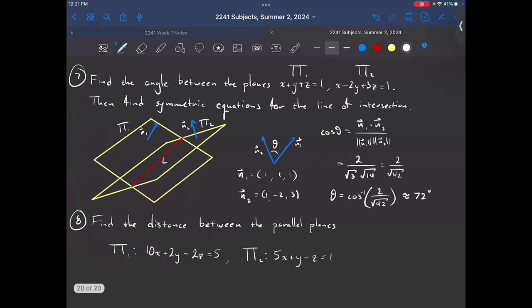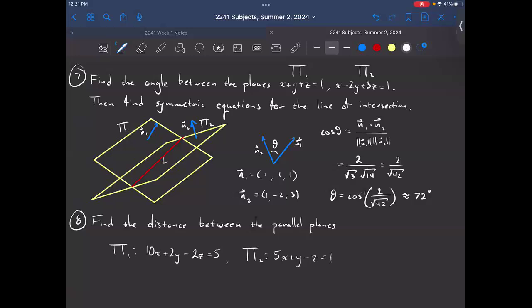Now we can attack the second part of this question. Find symmetric equations for the line of intersection. Okay, well, in order to find symmetric equations, we have to start with a vector equation. Well, what can we do then?